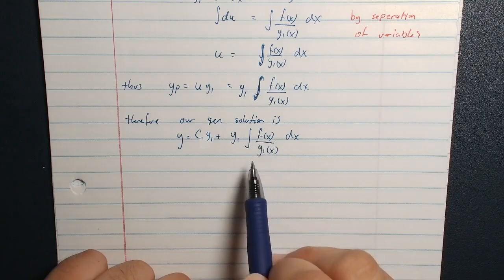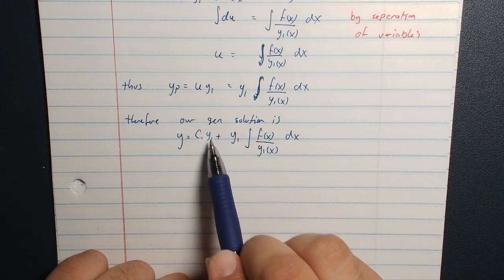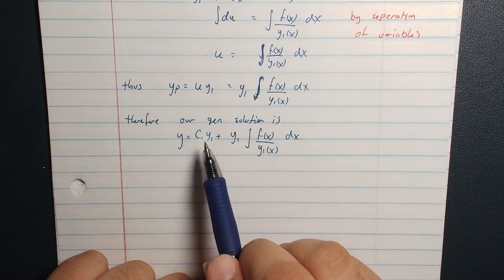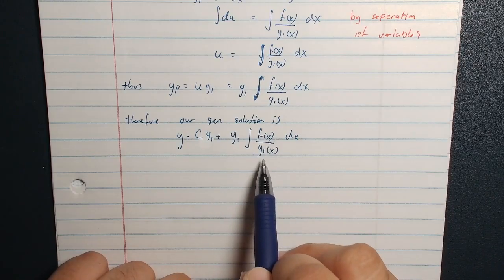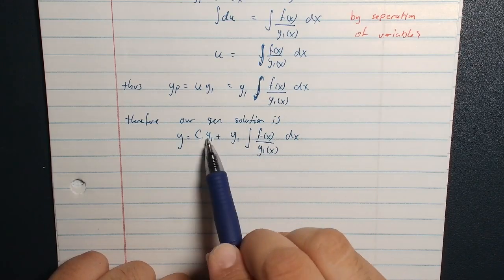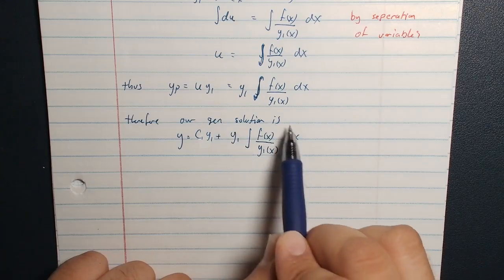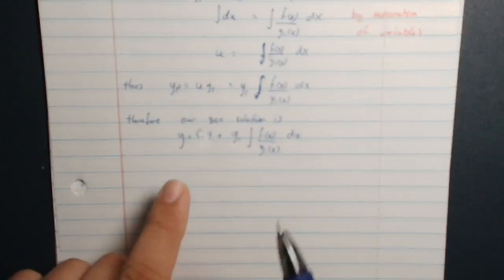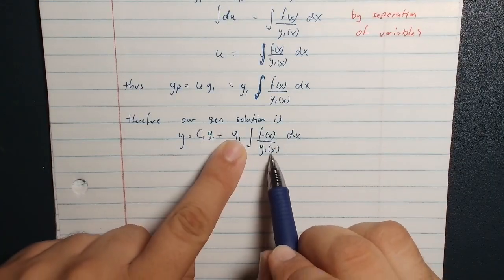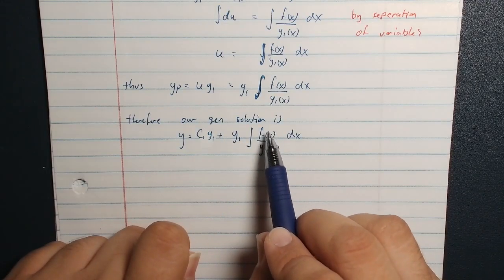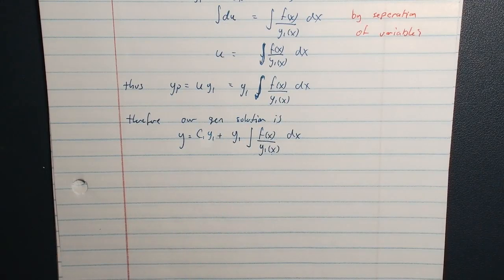So if you take your input function, divide by your term from your complementary solution and integrate, and then multiply by that once more, that gives you your particular solution. So these are here, and this is just your input function. We can actually generalize this to higher order problems.